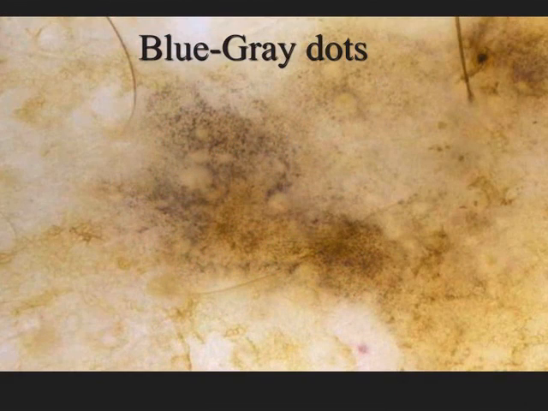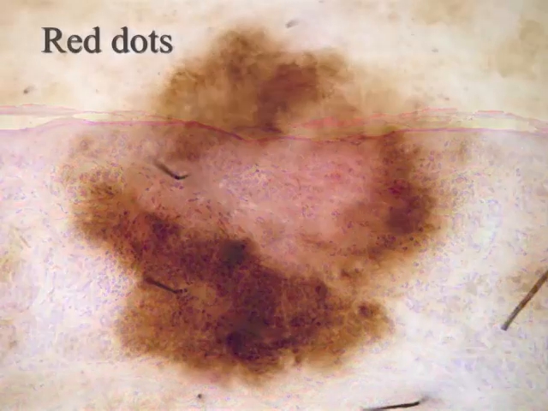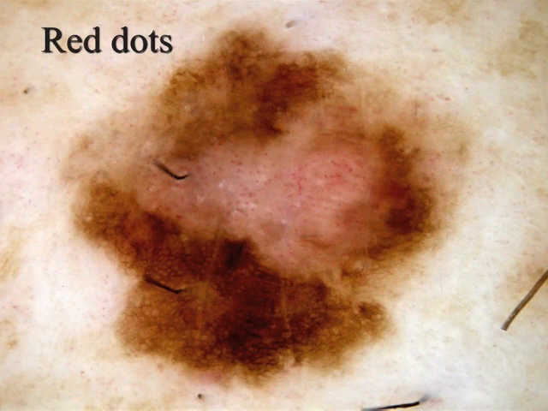Blue-gray dots represent free melanin or melanophages in the upper dermis. And here are your melanophages and melanin, histologically. And then red dots, this is not a melanocytic structure, but little blood vessels coming directly up towards you.